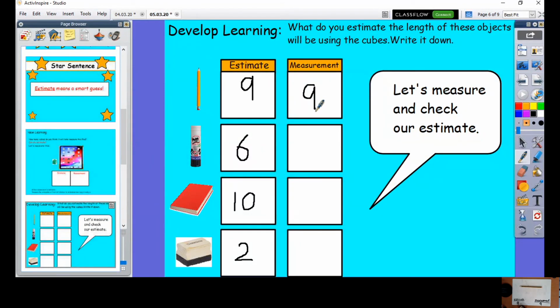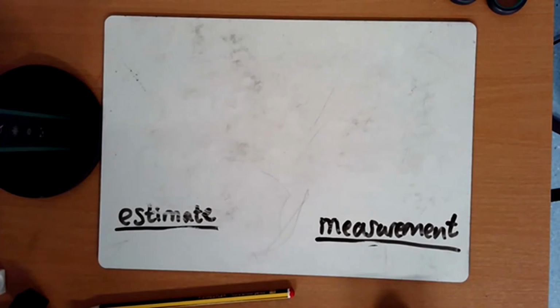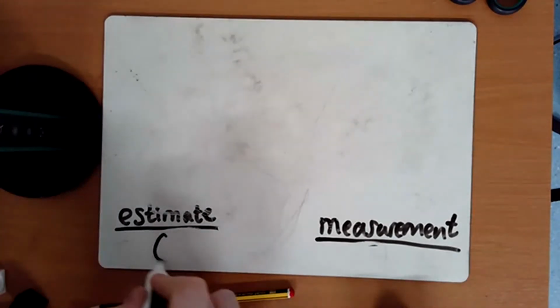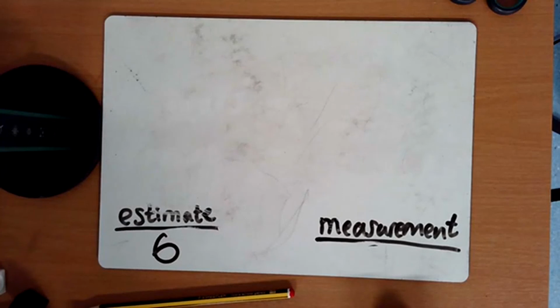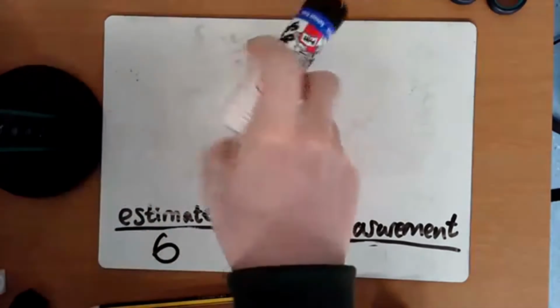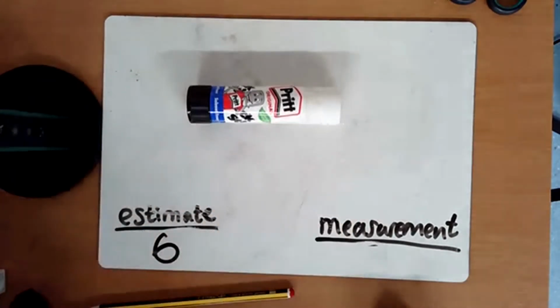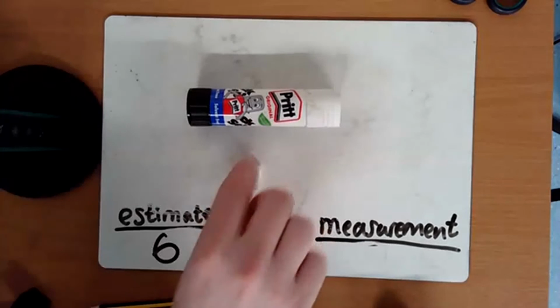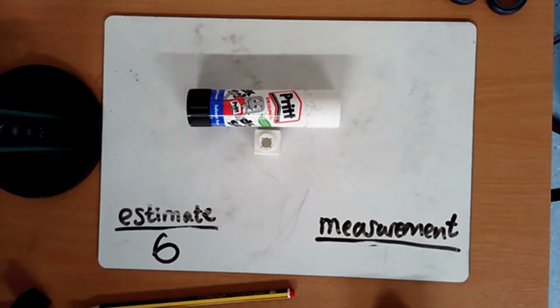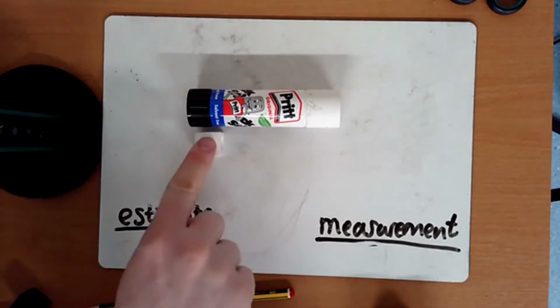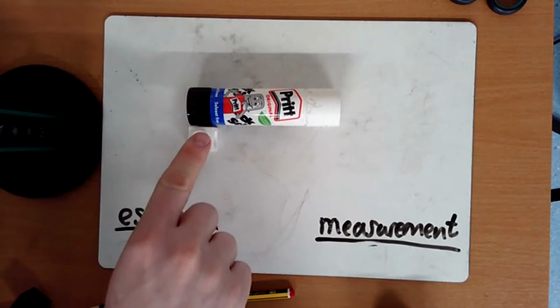Right, onto our glue stick. I estimated the glue stick would be 6 cubes long. Let's measure it. So we estimated that it would be 6 cubes long. Here it is. So remember, where am I going to start? Do I start in the middle? No, I start right at the end or on the edge.